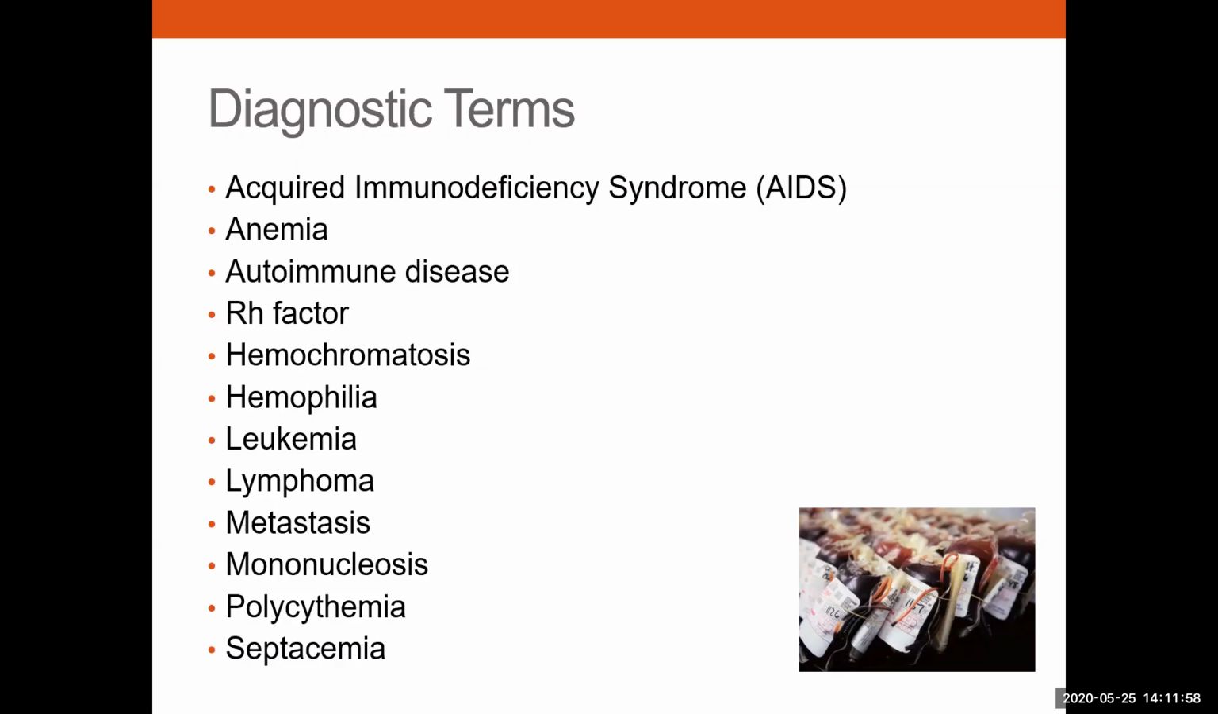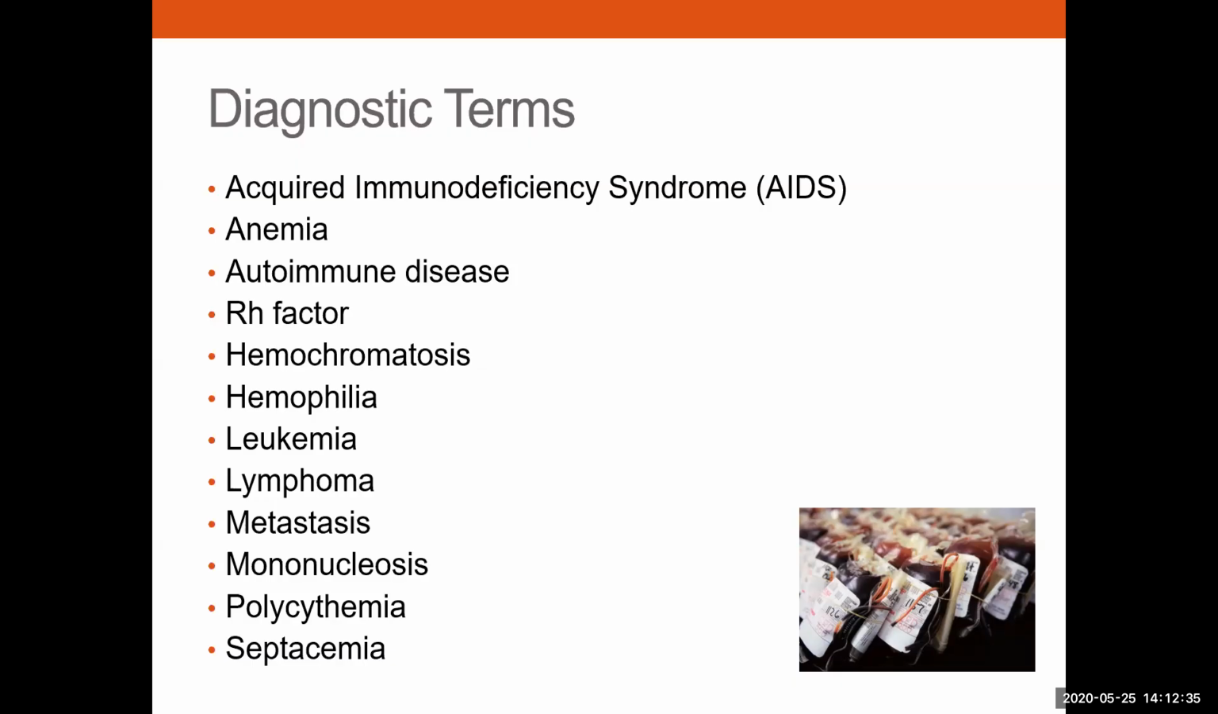Hemochromatosis is a hereditary disease with excessive buildup of iron deposits in the body. And then hemophilia is a hereditary bleeding disorder, in which a person lacks clotting factors to clot their blood, so they have potential to bleed. Leukemia is a cancerous disease of blood-forming organs, characterized by abnormal leukocytes in the blood and bone marrow. Lymphoma is a cancerous disorder of the lymph tissue, and Hodgkin's disease is a common one. We also have lymphomas of non-Hodgkin's disease.